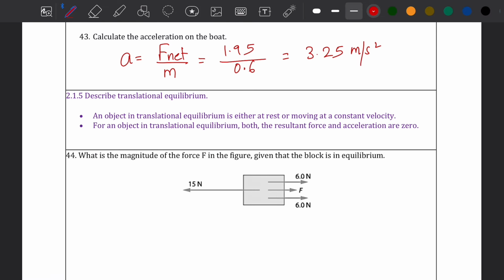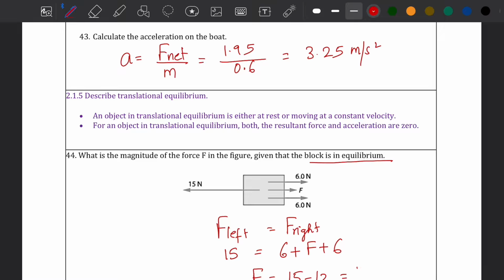Next, what is the magnitude of force F in the figure given that the block is in equilibrium? Equilibrium means it's not moving, it's at rest. So force on the left side should be equal to the force on the right side. So we have got 15 on the left, on the right side we have got 6 plus F plus 6. If you solve this, we'll get F as 15 minus 12, which is equal to 3 Newton.